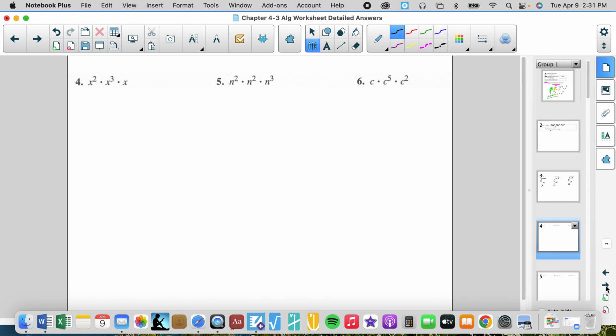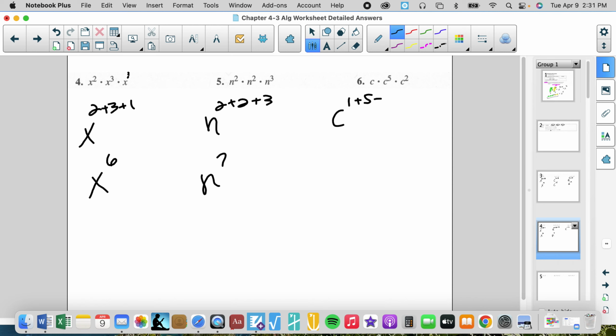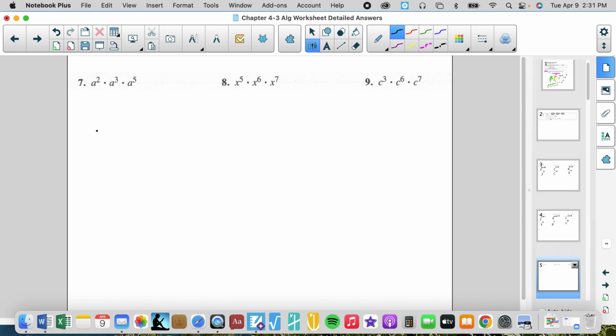Yup, that easy. X to the 2 plus 3 plus 1. So remember there's a 1 there, which gives us x to the 6th. N to the 2 plus 2 plus 3. We can do as many, we just add those exponents, and that's n to the 7th. C to the 1 plus 5 plus 2, c to the 8th. A to the 2 plus 3 plus 5, a to the 10th.